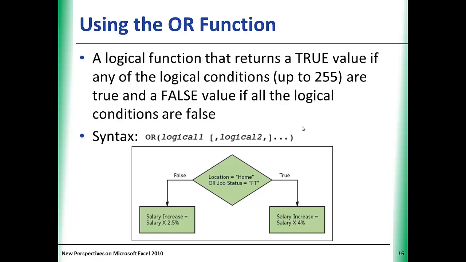So in the worksheet, we are going to use an if-or statement to determine salary increases. People whose job location is at home or people whose job status is full-time are going to get a 4% salary increase. Everybody else is going to get a 2.5% increase. So let's go to the worksheet and take a look at what that looks like.